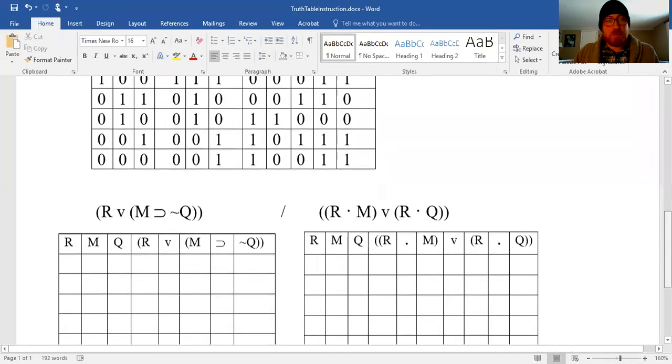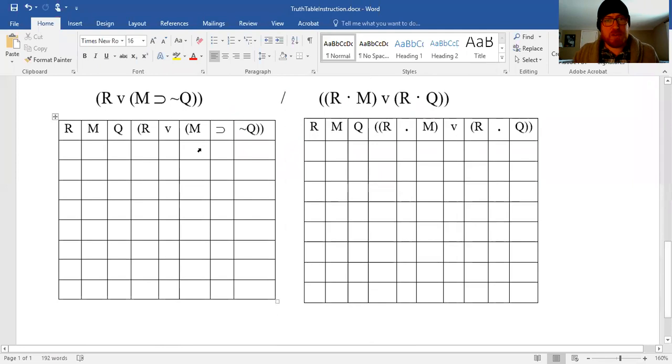All right. And let's go ahead and compare these two formulas here. So formula one, we've got either R or if M, then not Q. And we have either R and M or R and Q. So either R or if M, then not Q, and we're comparing R and M or R and Q. Okay, now we've got three letter types here, so that's why we need 8 lines in the table.